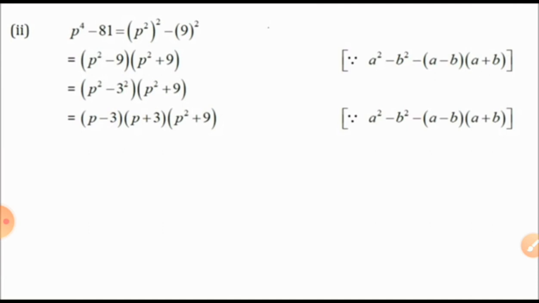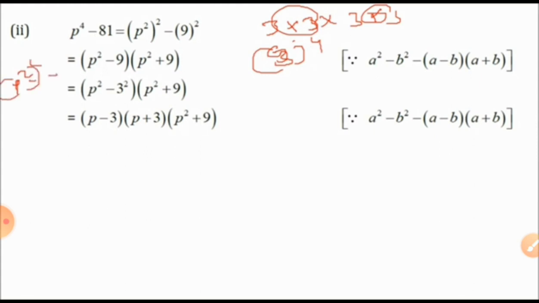Second, p raised to 4 minus 81. 81 means 9 nines are 81. But p raised to square, isn't it? P square minus 9 and p square plus 9. P square means, yes, again 9 is a 3 square. So p minus 3 and p plus 3, and second term p square plus 9.